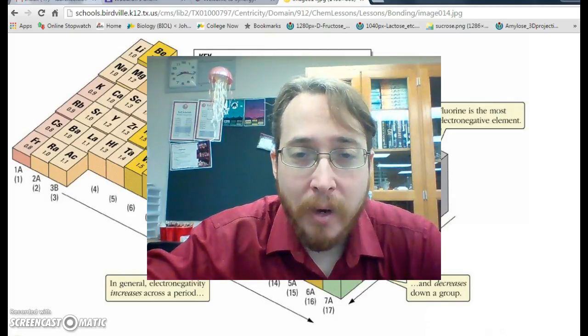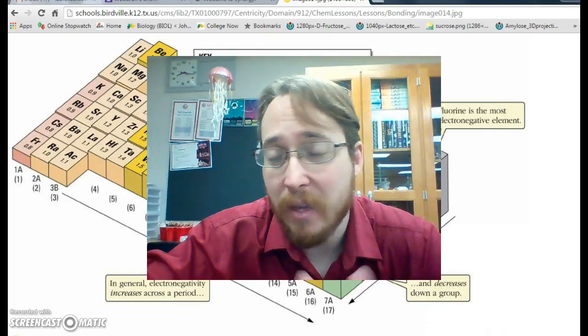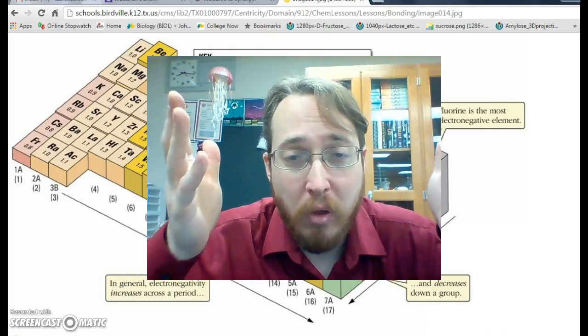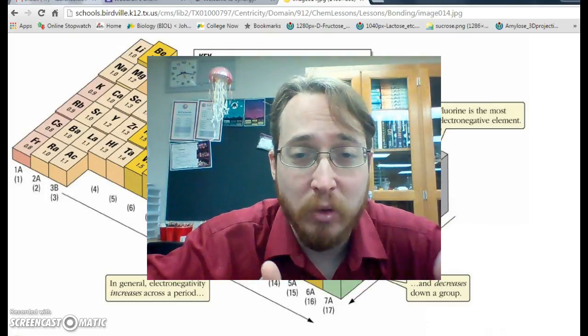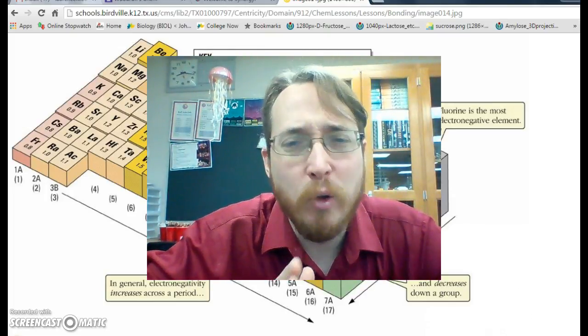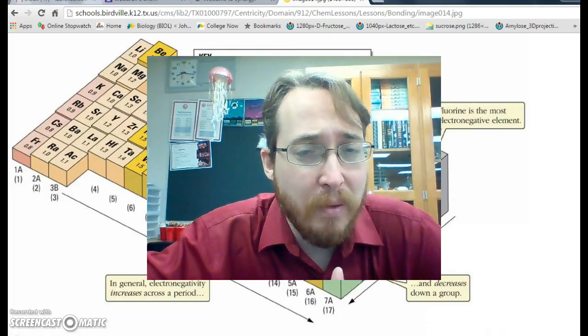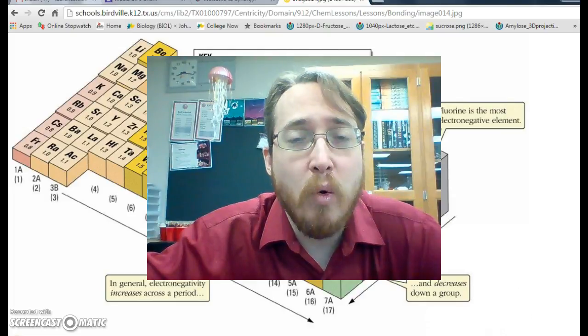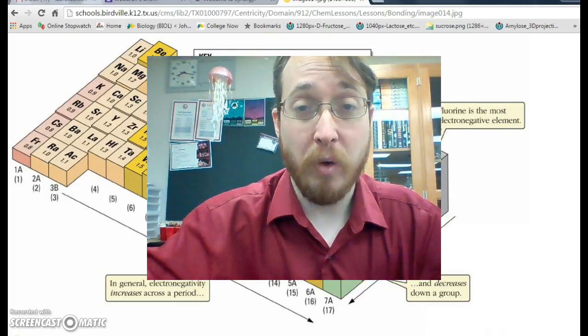And all atoms have electronegativity except the noble gases. And that's because the noble gases, they don't pull on electrons. They don't react. They don't interact. They don't have electron transfers. They don't become ions. They don't do all of these things that electronegativity causes. But lots of other things do react, and they react because of their electronegativity.